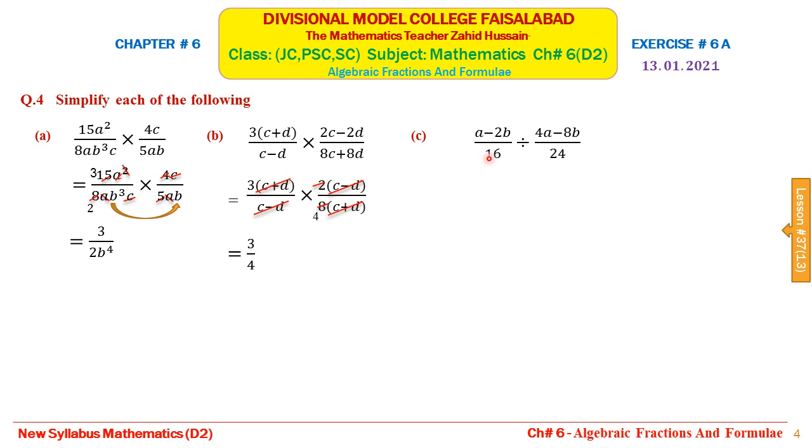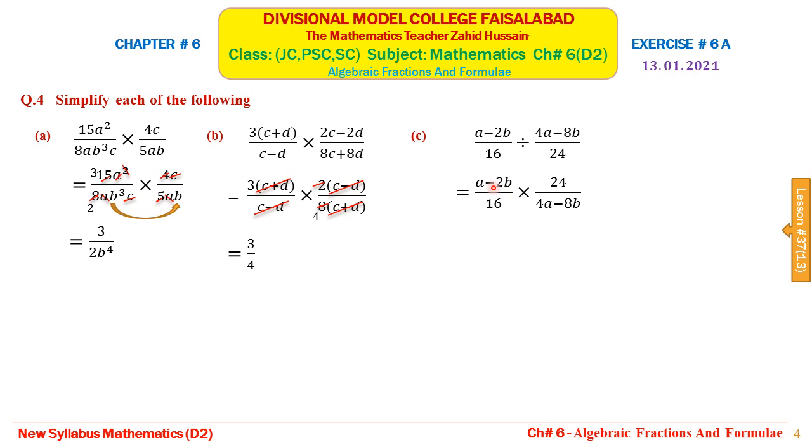Again, this is the problem of division. (a − 2b)/16 divided by (4a − 8b)/24. So to divide these two, we will have to change this division into multiplication, and we will take the reciprocal of the second fraction, and our problem will become (a − 2b)/16.